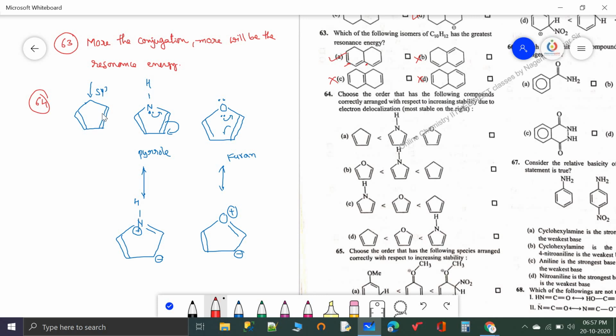So now this is the most unstable. Afterwards, because of the resonance, it gains stability. If you take, this molecule is the most unstable, next the furan molecule, next the pyrrole molecule. So the stability order is like this.